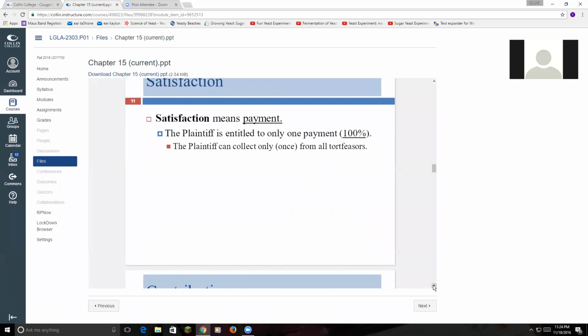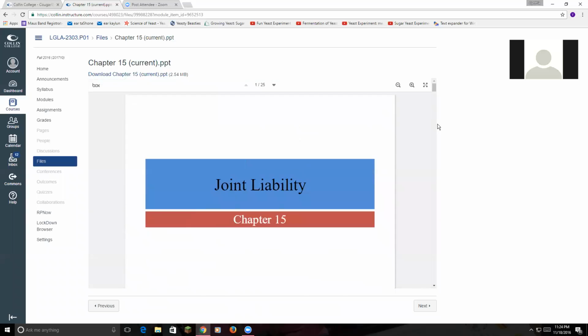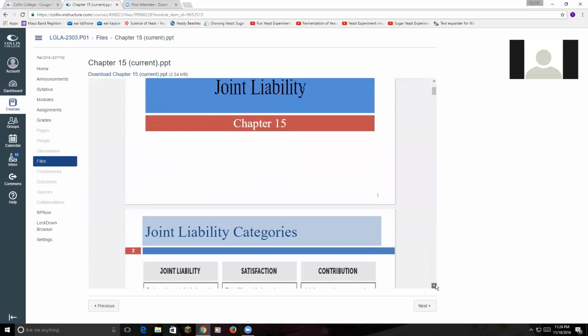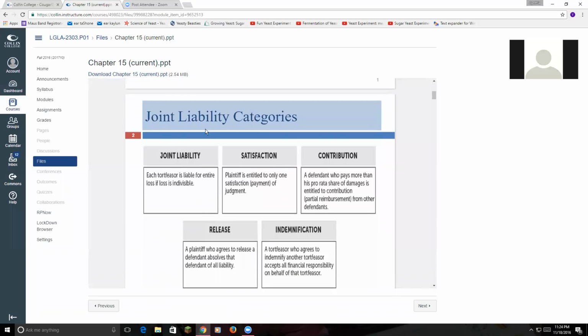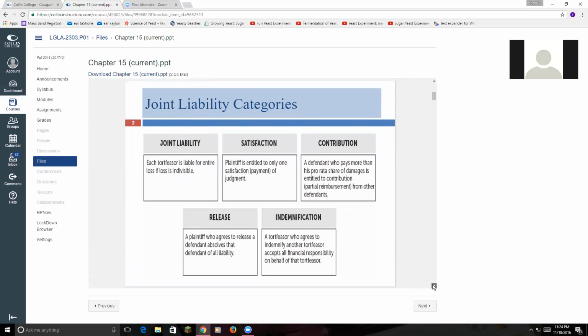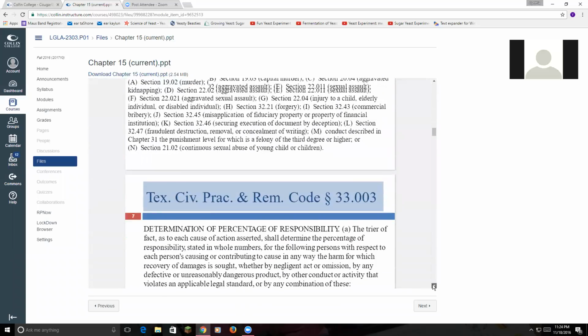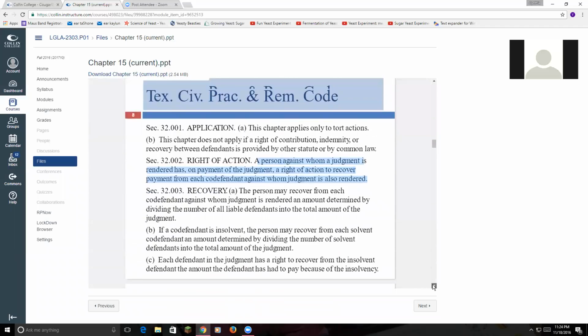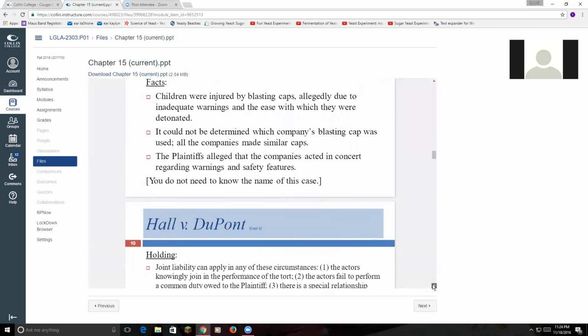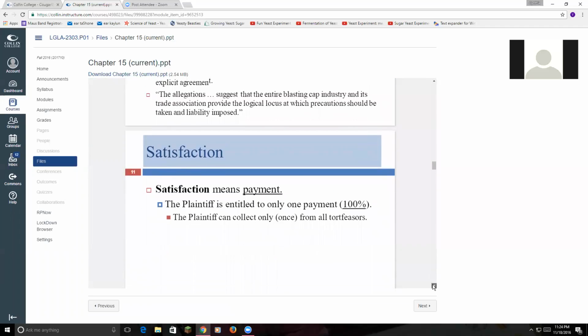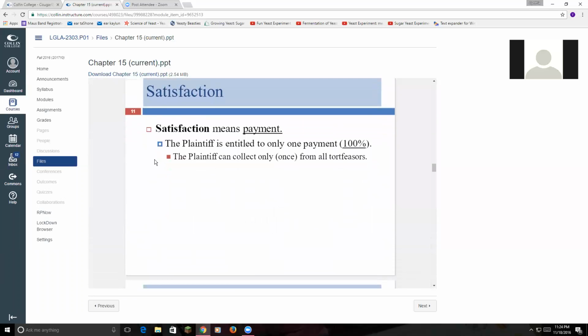Okay, so you may recall when we started this, we talked about joint and several liability, so we can kind of check this one off. And now we're going to go to our second one, which is satisfaction. By the way, joint and several liability is a huge historical concept in the law. Very, very important historically, and it still continues to be important to this day.